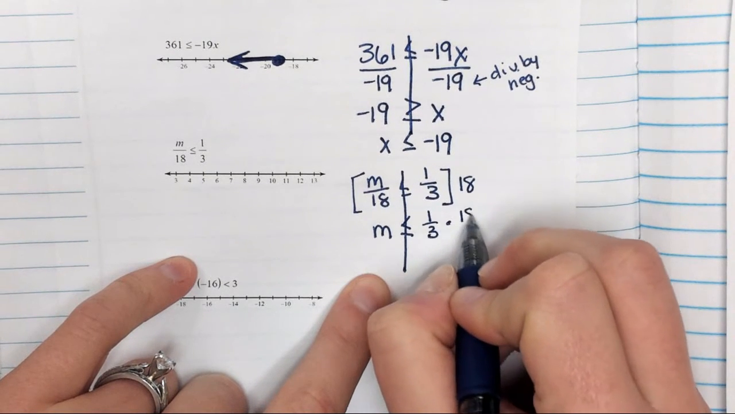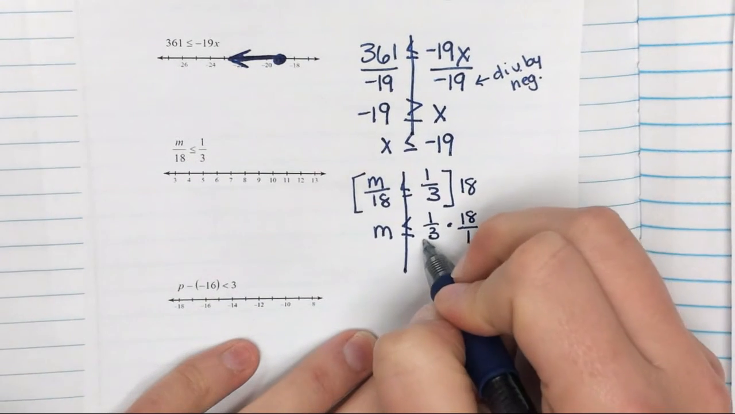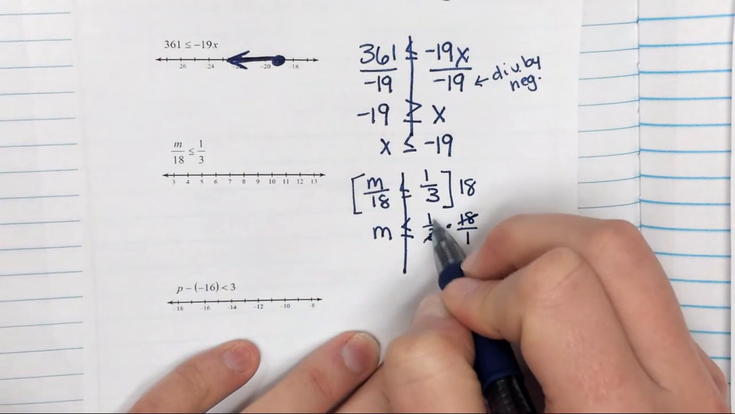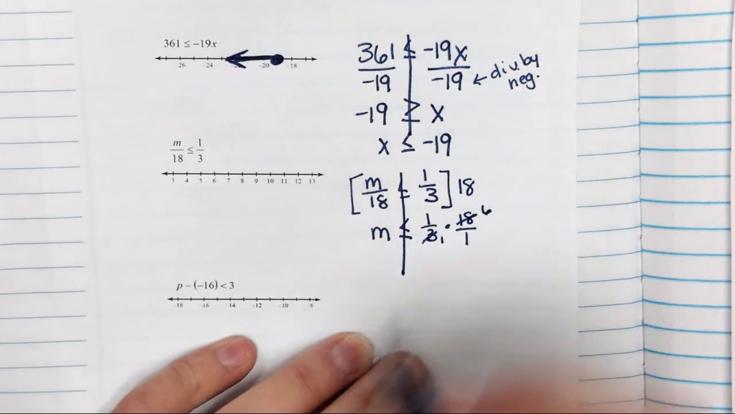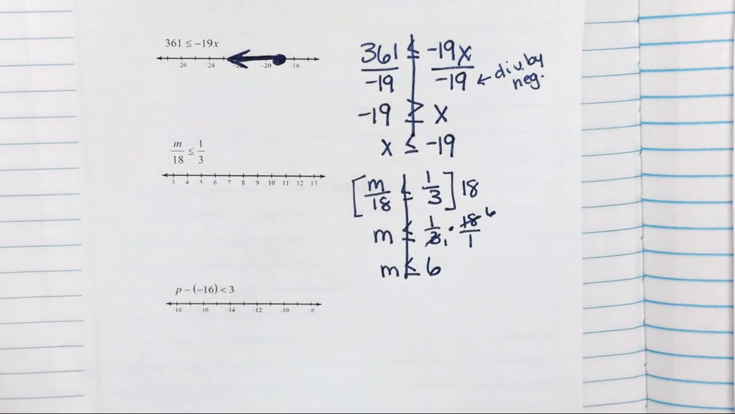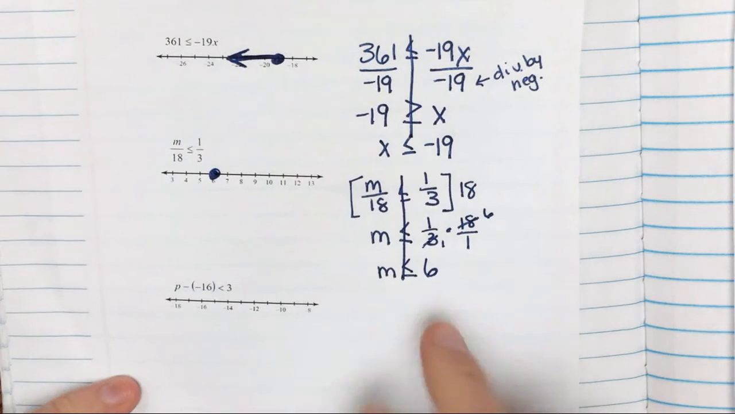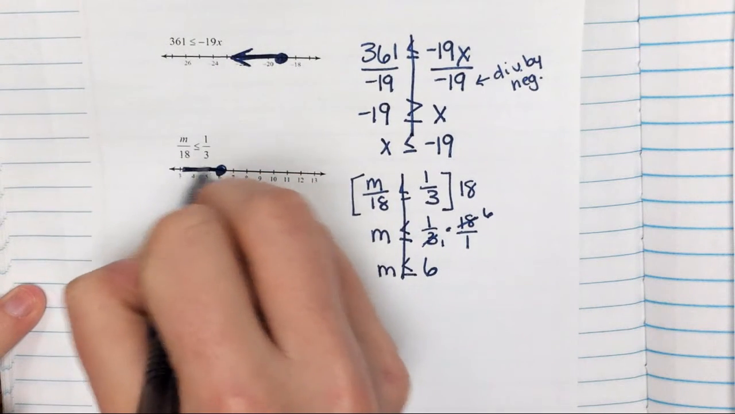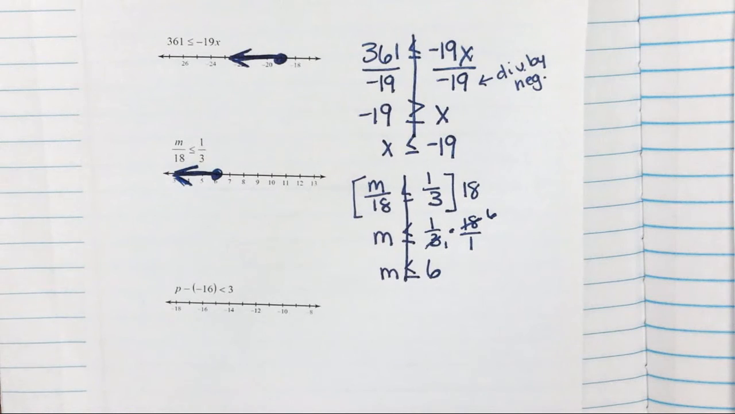times 18 over 1. I can cross simplify this, so I can divide both 3 and 18 by 3, so I have 1 here and 6 here. So I end up with m is less than or equal to 6. So I have a closed dot on 6. All the numbers that are less than 6 are to the left. So I'm going to draw my arrow pointing to the left.